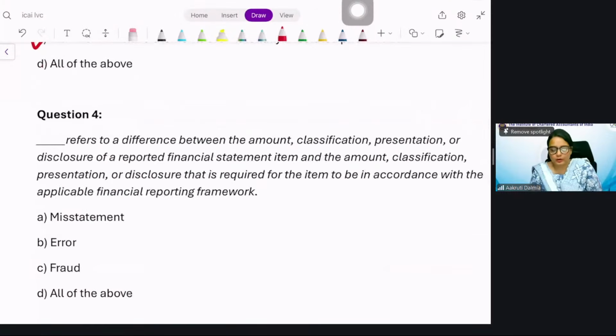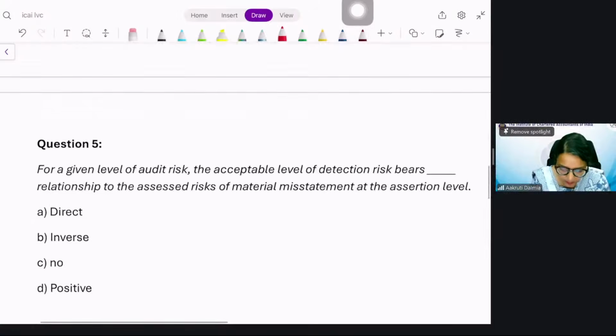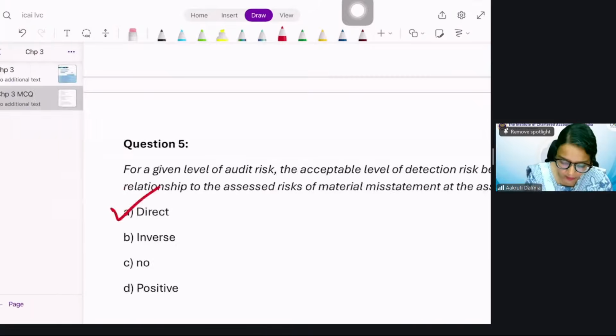Dash refers to the difference between amount, classification, presentation, disclosure of a reported item and required item. Misstatement. Correct. Everyone gave the correct answer. For a given level of audit risk, the acceptable level of detection risk bears dash relationship to the assessed risk. What is the type of relationship? Inverse relationship. Good. So we are done for today. Now, if you have any doubts, I'll take them up. Else we are done for today.